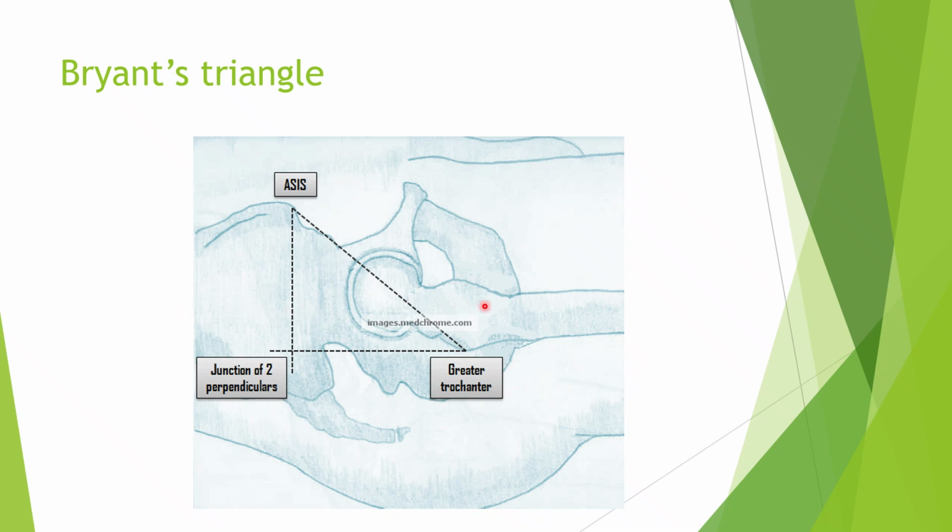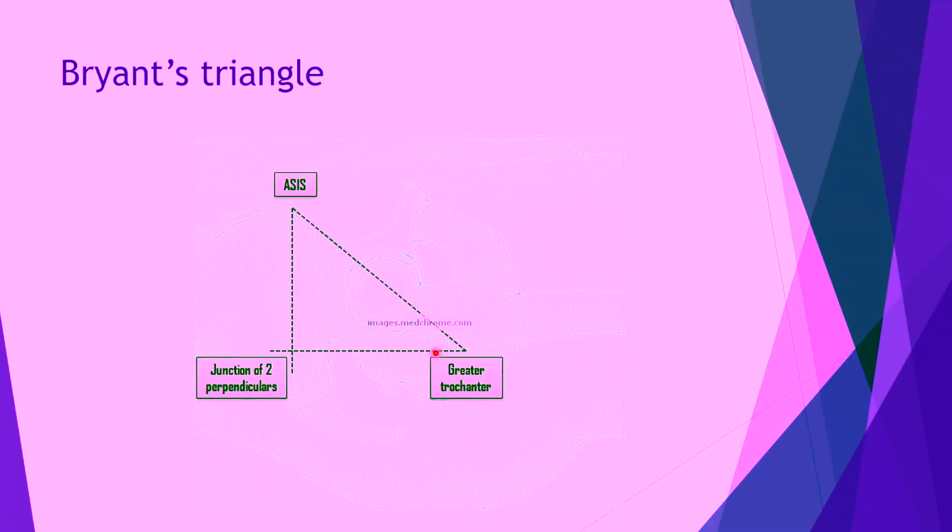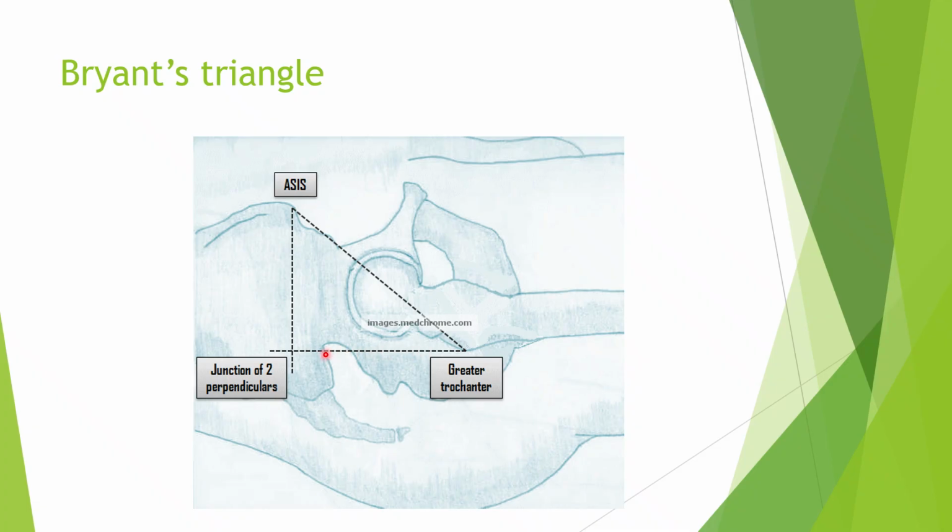The patient is in the supine position. The first line is drawn from the anterior superior iliac spine to the bed. The second line is drawn from the tip of the greater trochanter to join to the first line at right angles. And this is the hypotenuse drawn from the anterior superior iliac spine till the tip of the greater trochanter. Any disruption of this triangle will indicate the fracture of this greater trochanter or displacement of the greater trochanter.